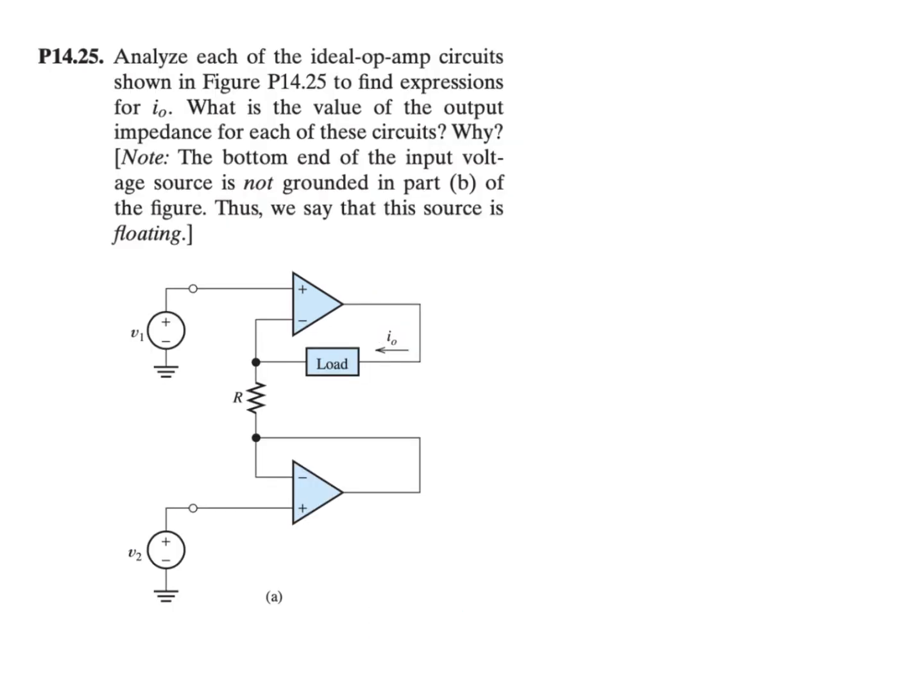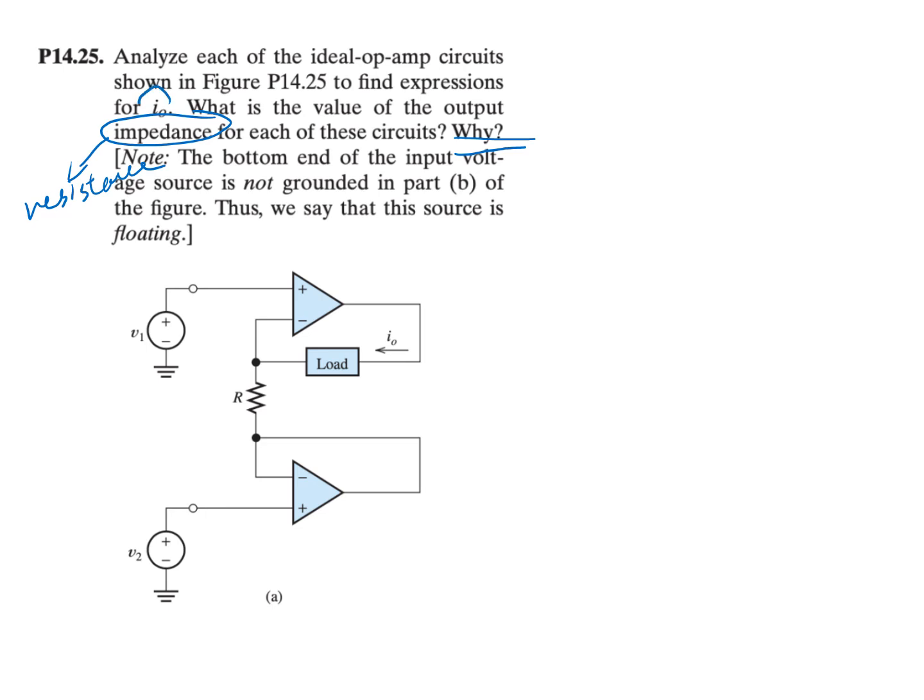Question P14.25. Analyze each of the ideal op-amp circuits shown in figure P14.25. Find the expressions for I_O. And we are also asked to find the value of the output impedance for each of these circuits. The impedance is the same as resistance in this case.